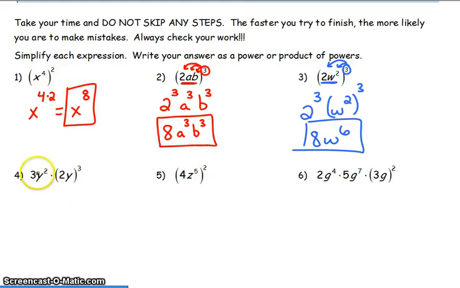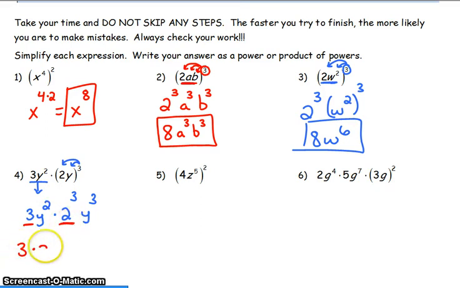For number 4, this first term is simplified. So I'm just going to bring the first part down, 3y to the 2nd power. It's the second term that I still have to work on. The second term I have to apply the 3 as an exponent to the 2, so I'm multiplying by 2 to the 3rd power and y to the 3rd power. Then it becomes something we worked on yesterday. I can group this in any way I want. 3 times 2 to the 3rd power times y to the 2nd power times y to the 3rd power.